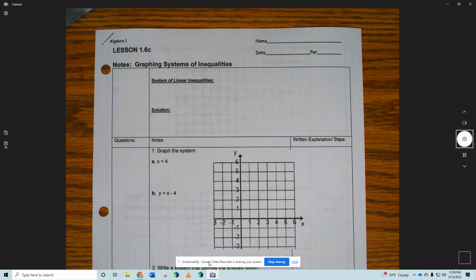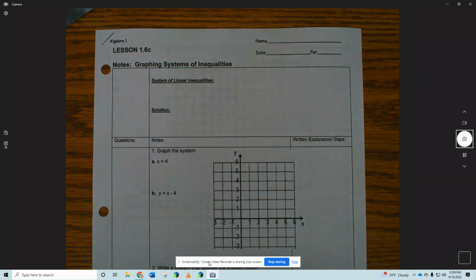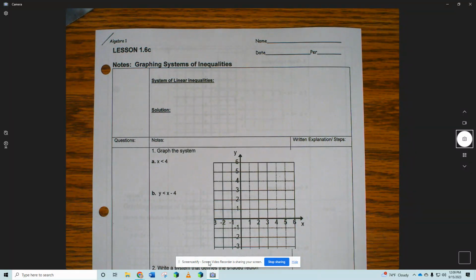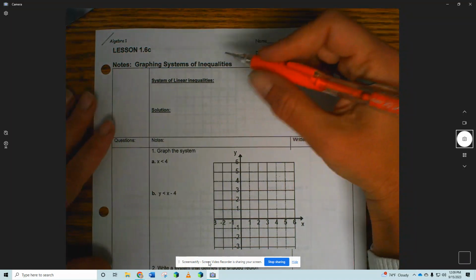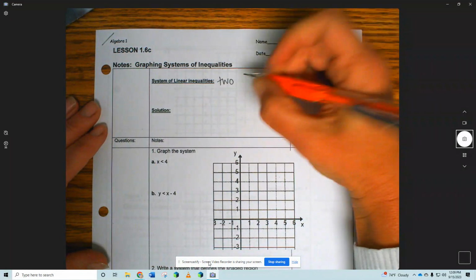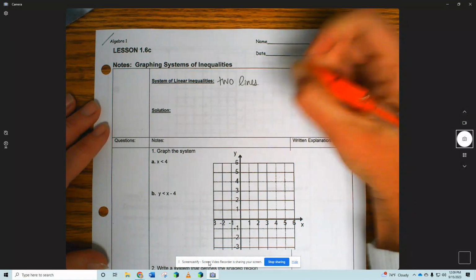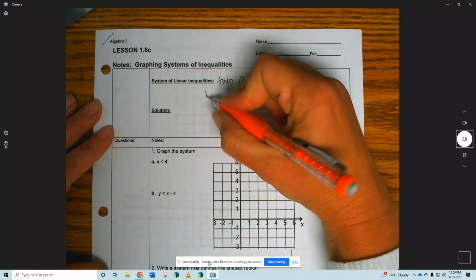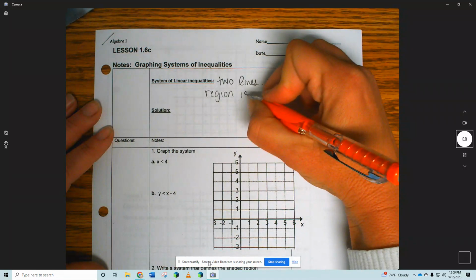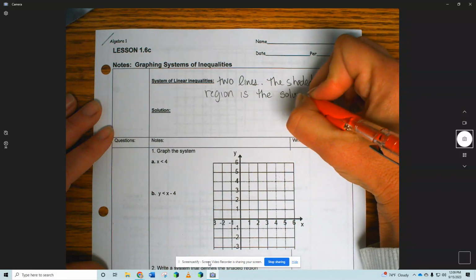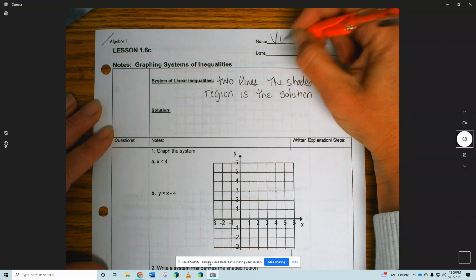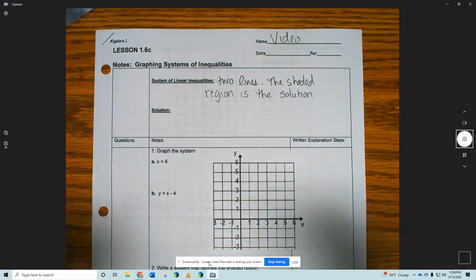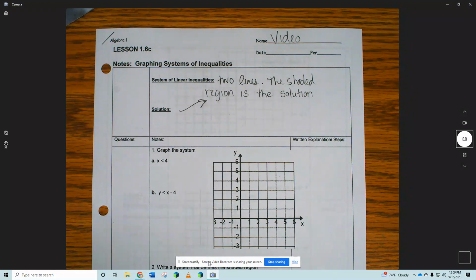That means less than, greater than, and there's going to be shading above the line for greater than, below the line for less than. So the things that are important for this lesson: a system of linear inequalities means 2 lines, the shaded region is the solution. So basically, wherever the shaded area is, and the shading is going to overlap because there's 2 shadings.